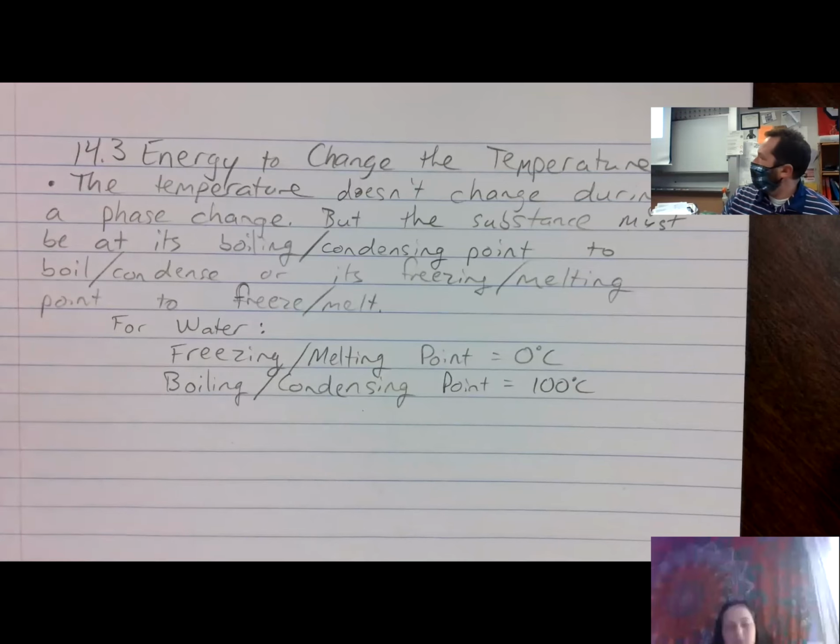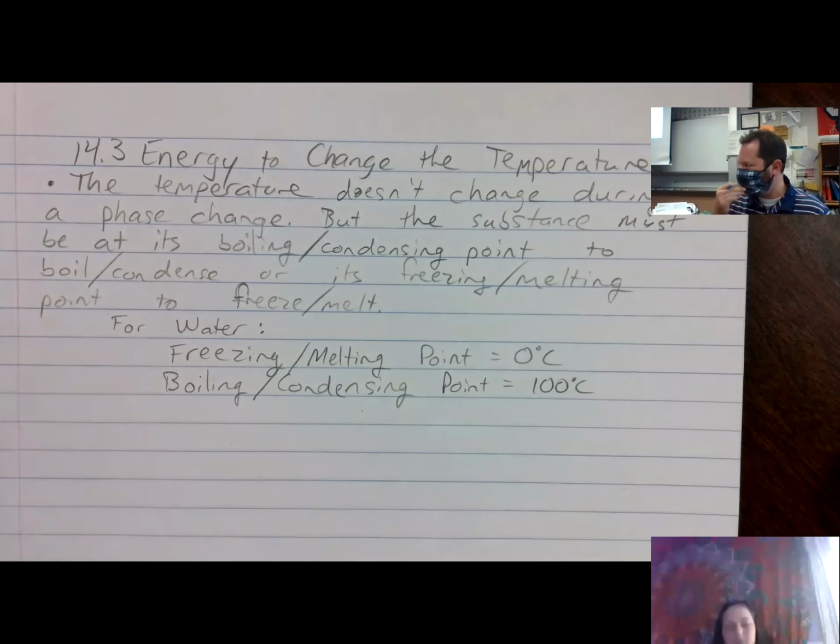Boiling condensing point, 100 degrees Celsius. So water boils at 100 degrees Celsius. Or if you have steam, it'll condense back to water at 100 degrees Celsius.